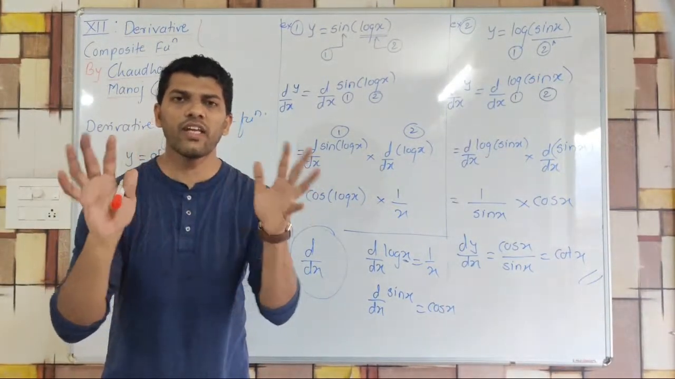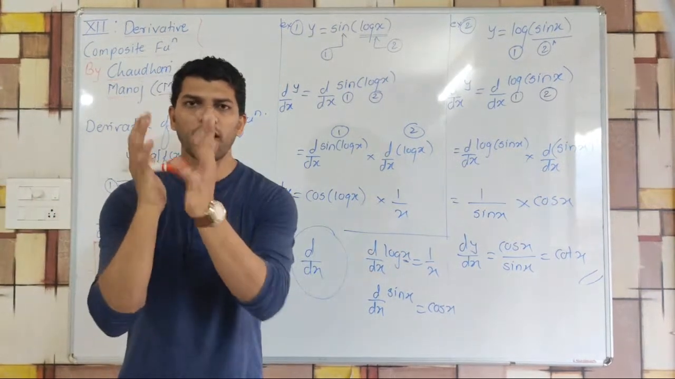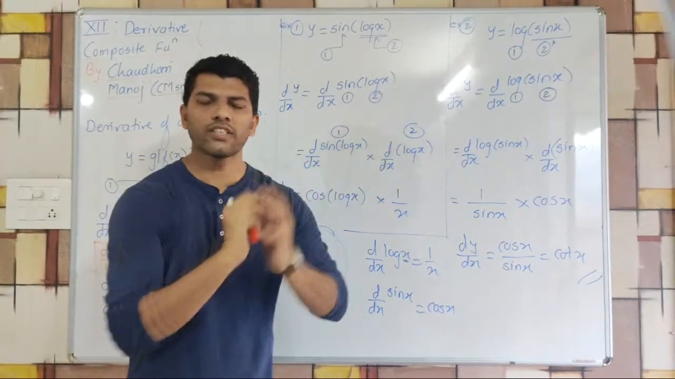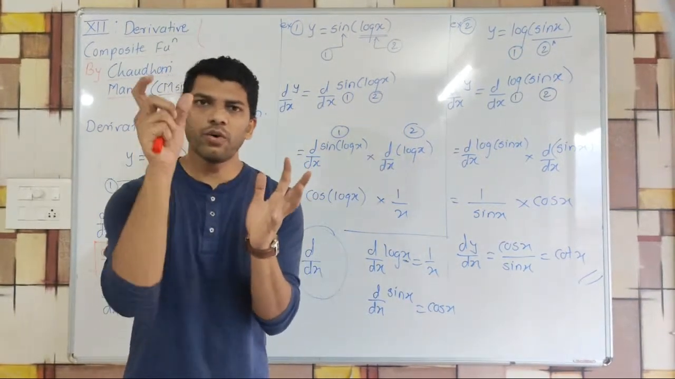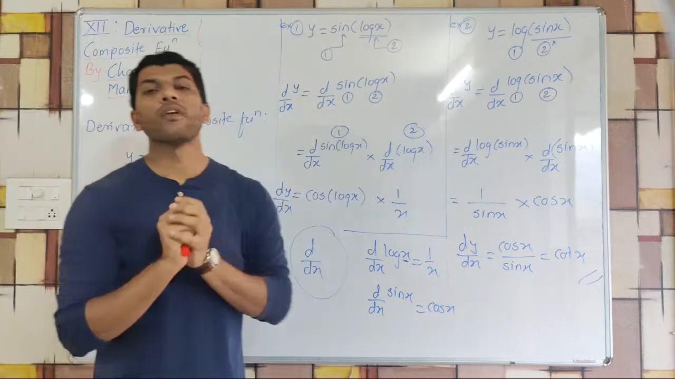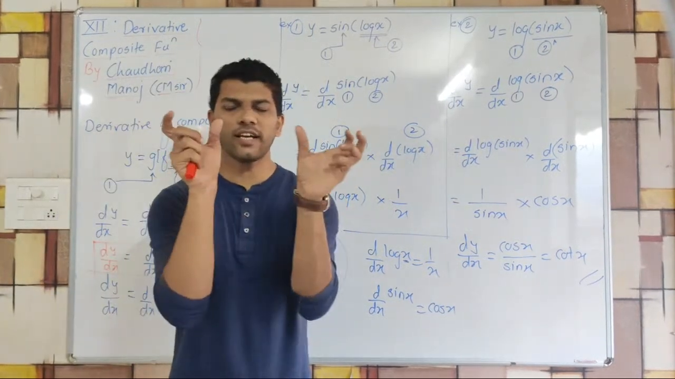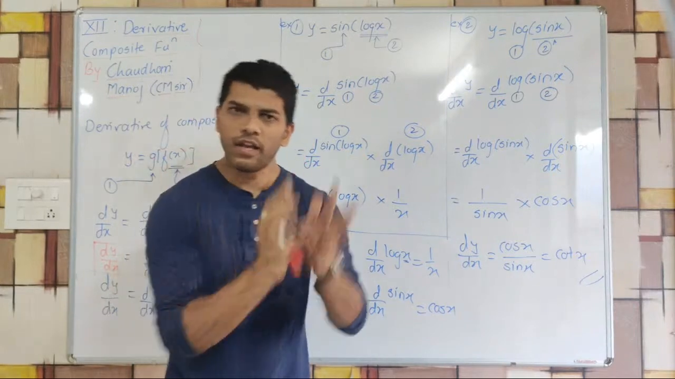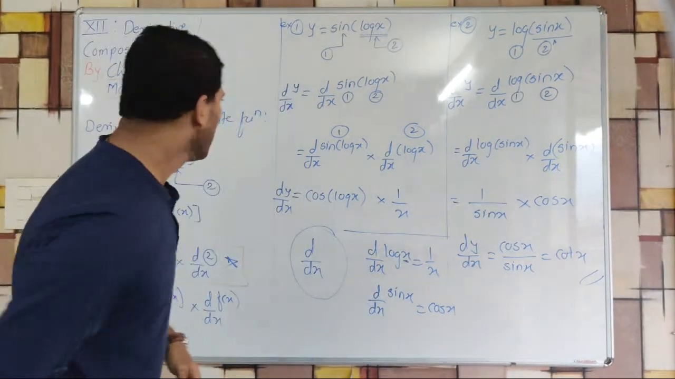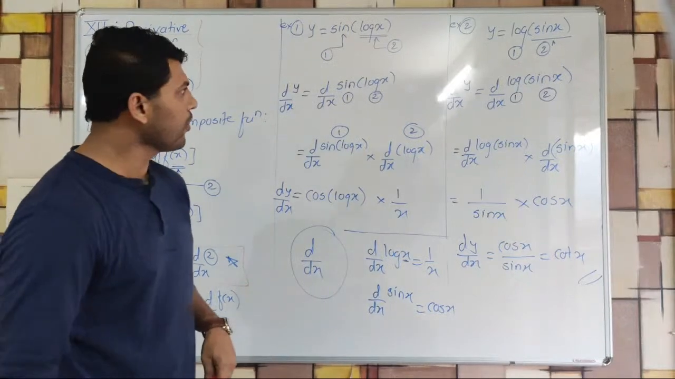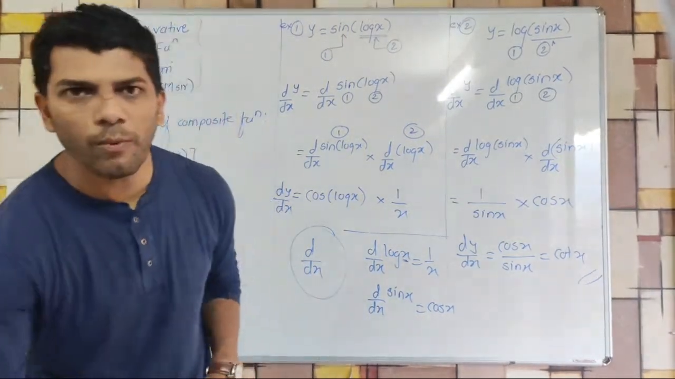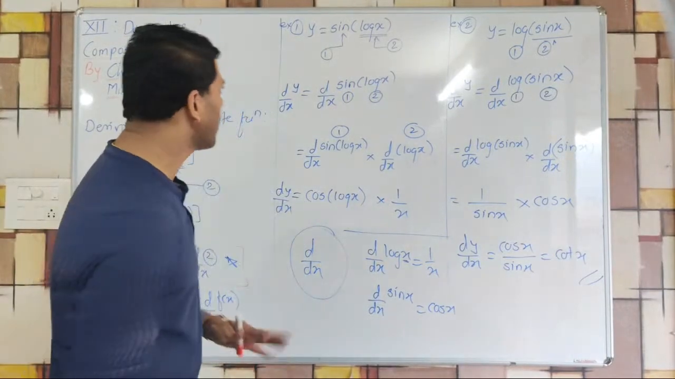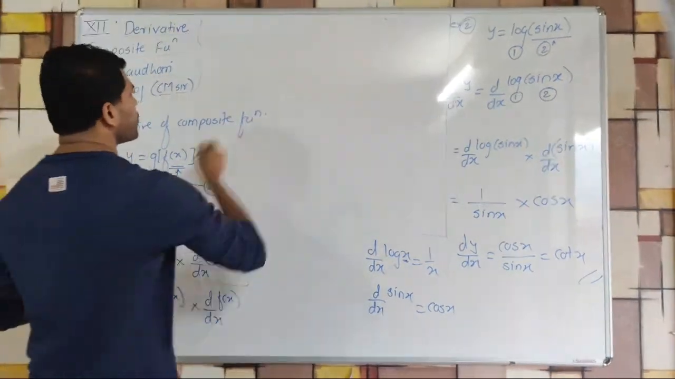It's a very, very simple process. Assign 1 and 2. 1 to the first part, 2 to the second part, or 1 to the original function, 2 to the replacement for the x. So assign 1 and 2, and finding the derivative is quite simple. It's a derivative of 1 into derivative of 2. So I hope you got this concept of the composite function and finding its derivative. Solve this next question.